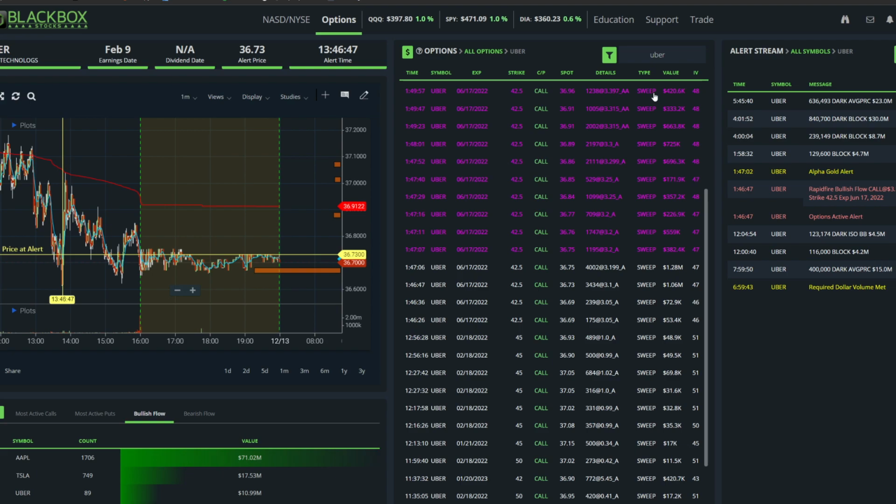Now, sweep means that this was the only order that came through on that order. The way to think of it is, when you see a sweep, they're saying, I don't care what platform you put it through, what exchange ends up filling this, I just want to get filled. When you see a block, that is showing less urgency, unless it's with a bunch of sweeps, which we'll talk about later on. But when you see sweep, it means I don't care what the exchange is, I just want to get filled.